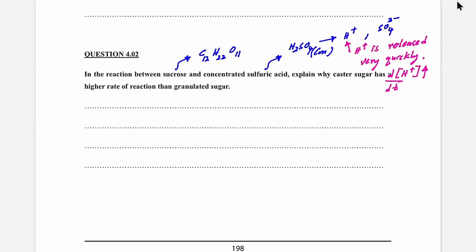What do you mean by the rate of H+? How many H+ ions are coming in a given time? Right? In the concentrated version, it's more. Okay, anyway. Explain why caster sugar has a higher rate of reaction than granulated sugar. Okay.